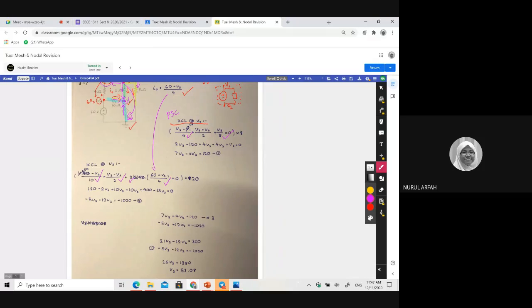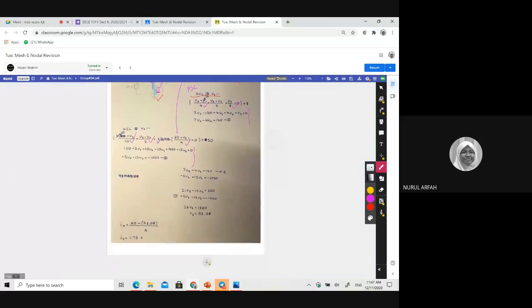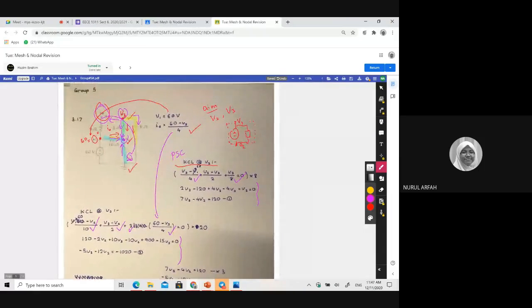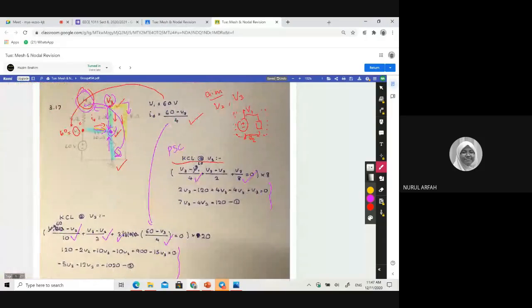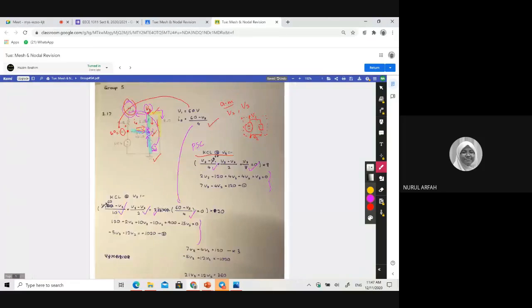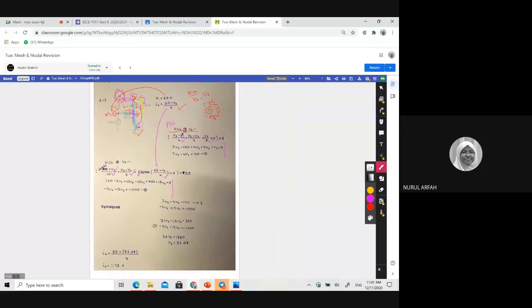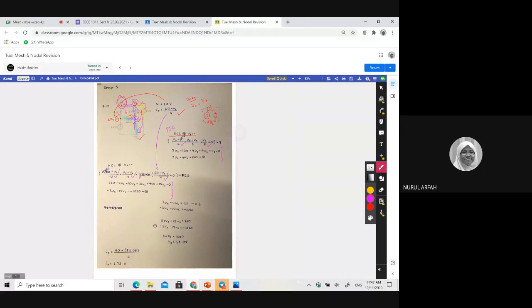Okay, and then you do the simplification of this equation, then you will get the answer. Yes, I don't have the answer. Tapi if you look at the simplified version, do you check with your friends here, brother? Hazim?